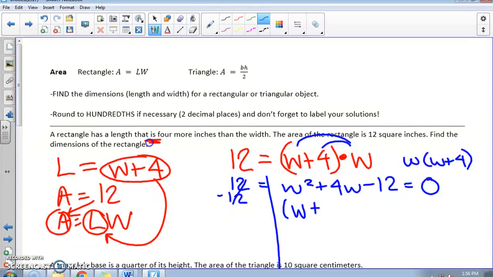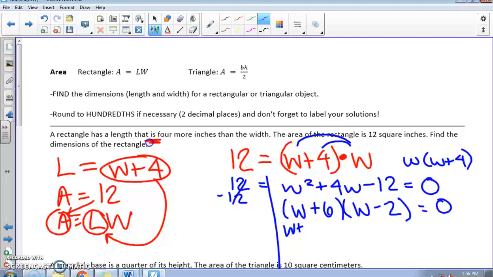So now I could try to factor. If I do W plus 6 and W minus 2, 6 times negative 2 is negative 12, and 6 minus 2 is 4. You could also use your quadratic formula. You could complete the square. Any of the methods other than the square root option would be good.